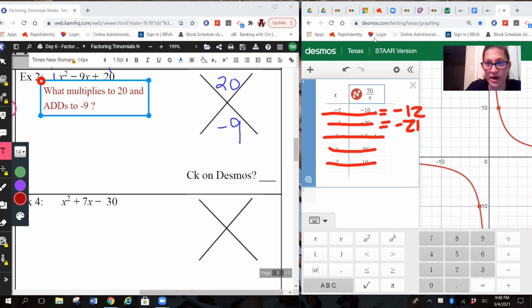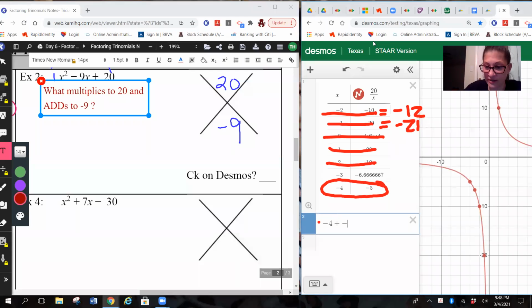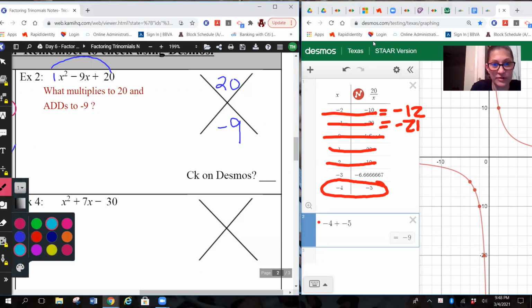So now what you have to do is come down here and do -3. Well, -3 is a decimal. That doesn't work. Do -4. Aha. -4 and -5. When I add those, -4 plus -5 give me -9. So now I know the two numbers are -4 and -5.